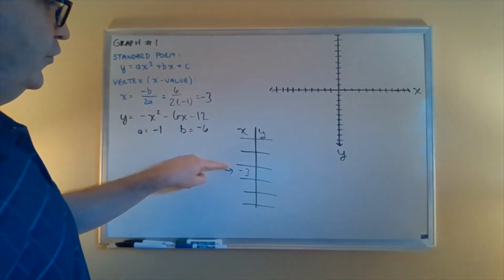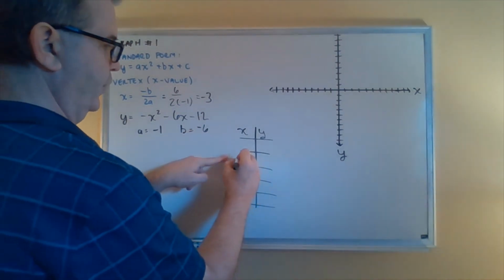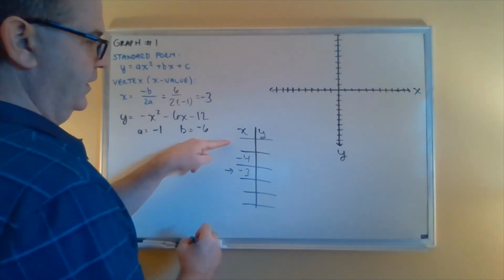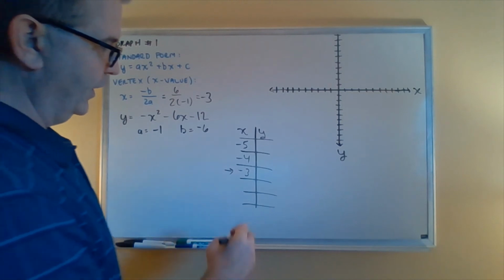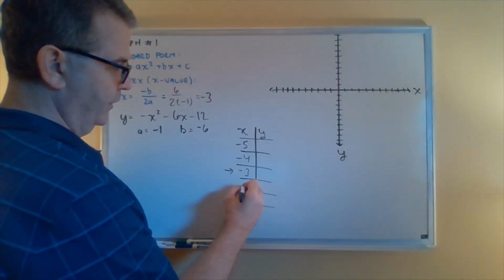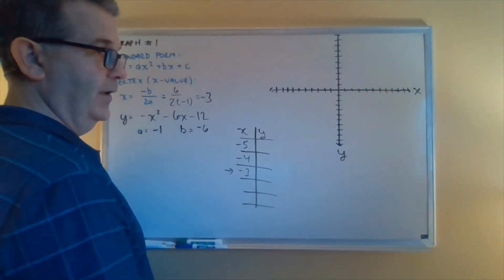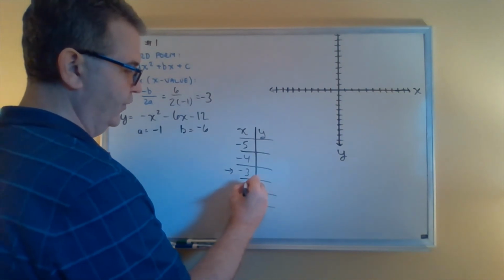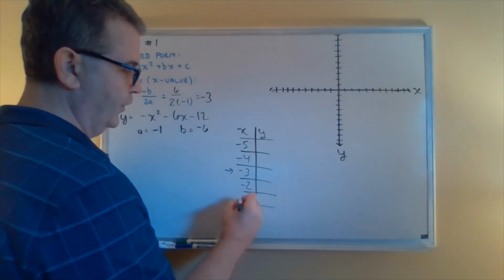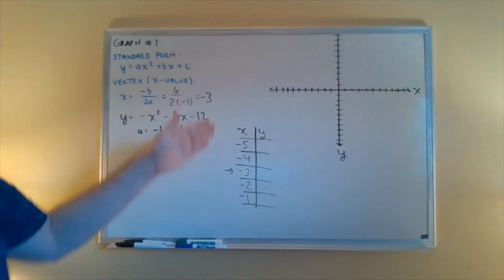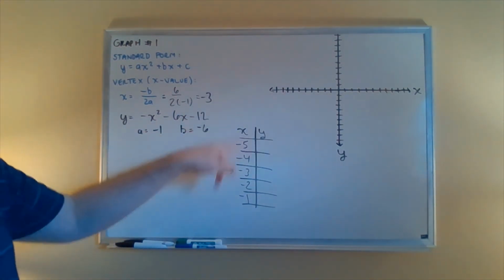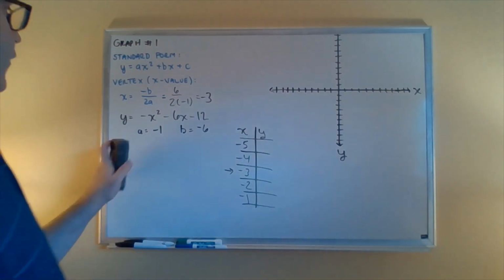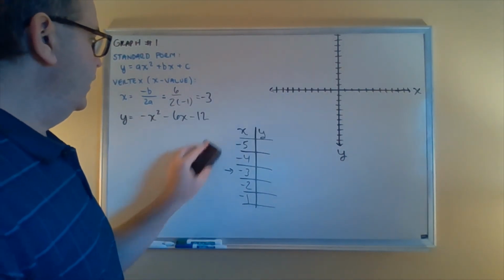Going up, we're going to subtract 1. So negative 3 minus 1 is negative 4. And then negative 4 minus 1 is negative 5. Going down from the vertex, we're going to add 1. Negative 3 plus 1 is negative 2. Negative 2 plus 1 is negative 1. So those are the 5 x values that we're going to plug into our equation here to get our y values. I'm going to go ahead and erase our a and b here.